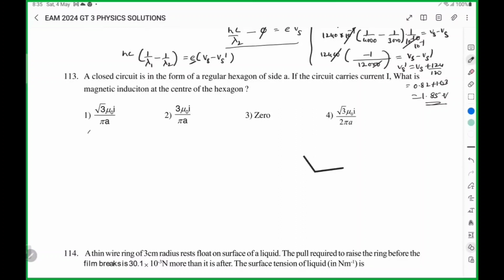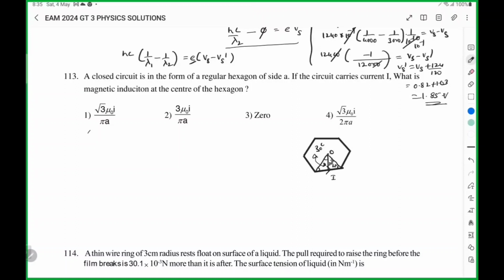For hexagon, so here circuit carries a current I. Regular hexagon means all angles are 60 degrees. So it will be 30 degrees, it will be 30.